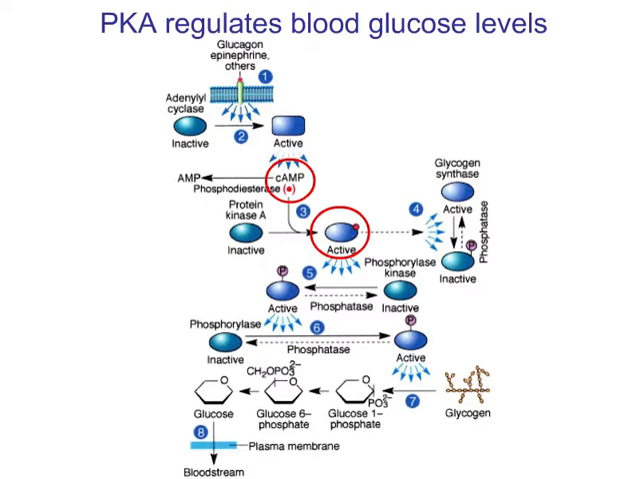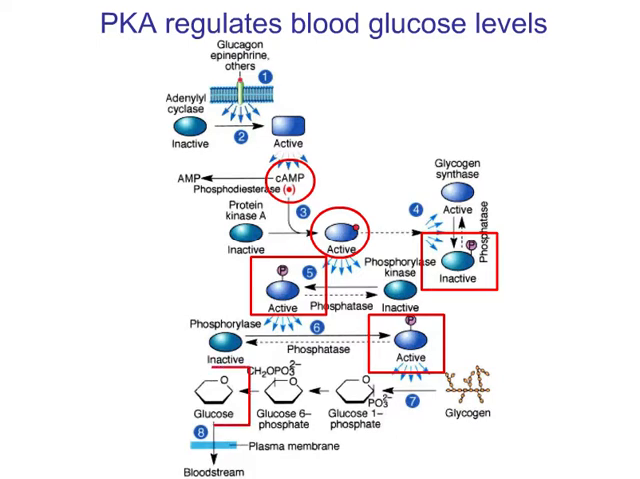One of the substrates for protein kinase A is glycogen synthase, which it phosphorylates and converts to an inactive enzyme. This stops the synthesis of glycogen from glucose. Another substrate for activated protein kinase A is phosphorylase kinase. PKA phosphorylation of phosphorylase kinase converts it to its active form. Phosphorylase kinase can then phosphorylate glycogen phosphorylase and activate it. Once activated, glycogen phosphorylase breaks down glycogen to glucose for release into the bloodstream.